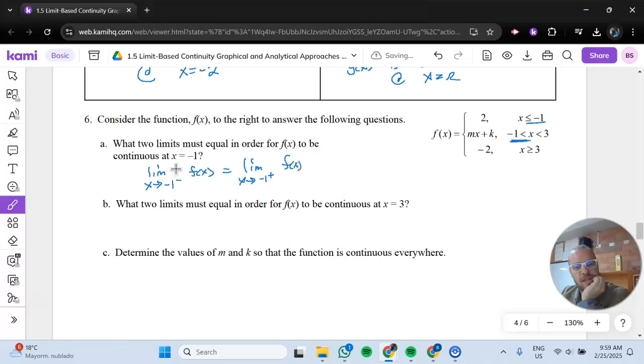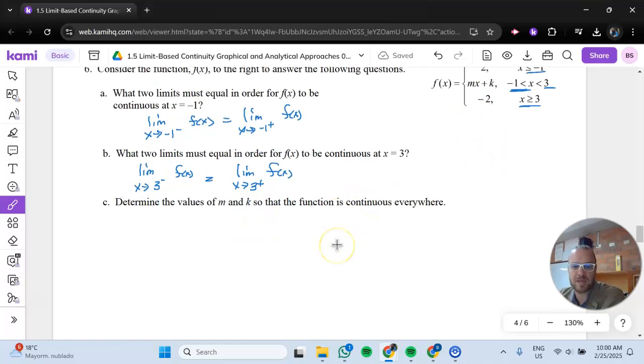Okay? And what two need to be equal for it to be continuous at 3? Well, that's going to be the other two, right? This time it's those two. So the limit as x approaches 3 from the left of f of x needs to be equal to the limit as x approaches 3 from the right of f of x. Now we need to figure out what m and k need to be in order for that to be true. So we're going to set this up as a system of equations by literally taking what these two things are.